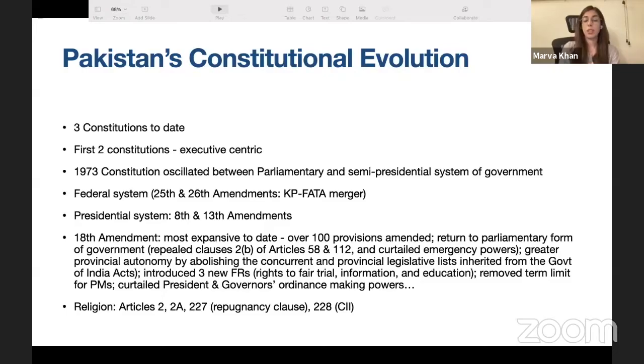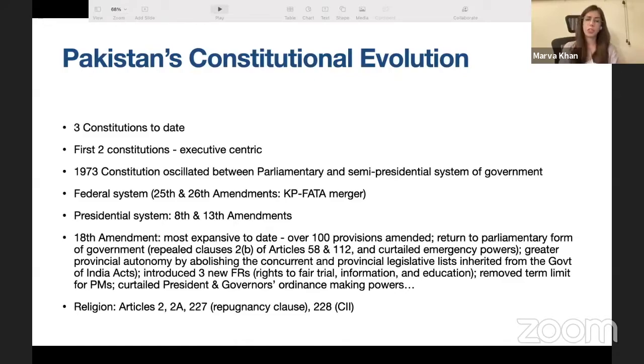The 18th Amendment was also revolutionary in the sense that it introduced three new fundamental rights. So now the right to fair trial, the right to information, and the right to education are justiciable rights, part of the constitution itself. It also removed the term limit for prime ministers. It curtailed the president's and the governor's ordinance making powers. Earlier, at least throughout the semi-presidential periods, the ordinance making power would be absolute. The ordinances themselves were not temporary, but as you know now, an ordinance, if not adopted by the provincial or the National Assembly, as the case might be, is going to lapse.